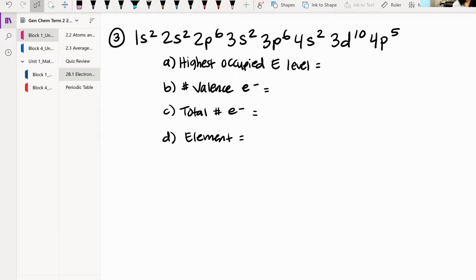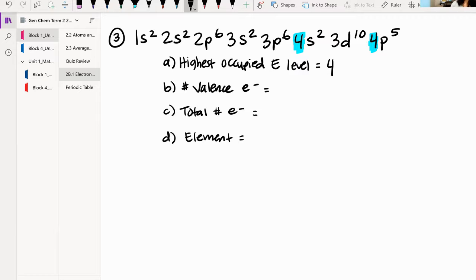Okay, thank you for your responses. So check your answers here. The highest occupied energy level means we're looking for the biggest coefficient. The biggest number coefficient is the number 4. And so that would be the 4th energy level is the highest one, farthest from the nucleus that contains electrons.